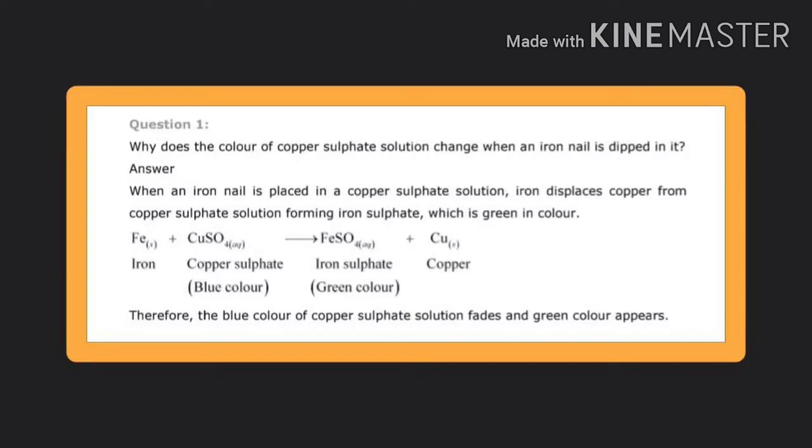Okay, so this is your in-text question at the end of the chapter. Why does the color of copper sulfate solution change when an iron nail is dipped in it? The answer is, you've done this activity at the start of the chapter. When an iron nail is placed in a copper sulfate solution, the iron displaces copper from copper sulfate, forming iron sulfate, which is green in color. That is, Fe solid plus CuSO4 gives you FeSO4 aqueous plus Cu copper. Therefore, the blue color of copper sulfate solution fades and green color appears. Write this answer.